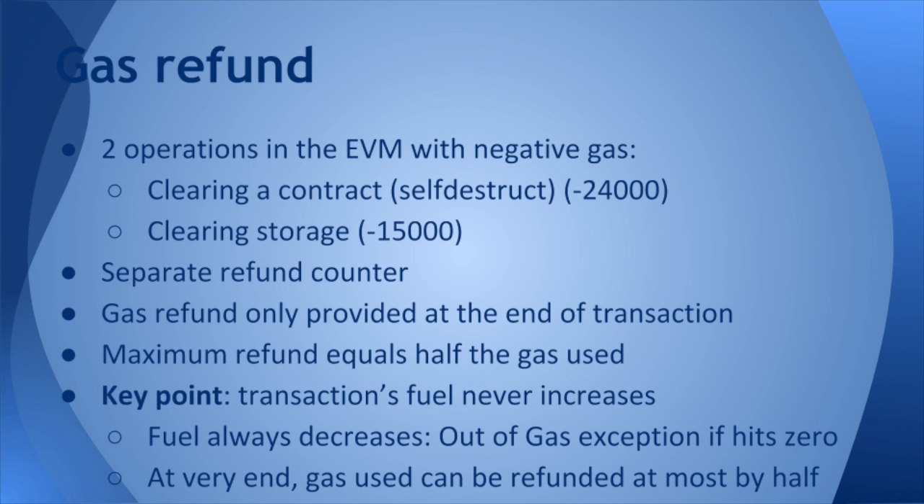So the fuel always decreases, but when the EVM runs these other negative gas instructions, what that does is there's a separate counter. There's a separate refund counter, let's say here, which increases.